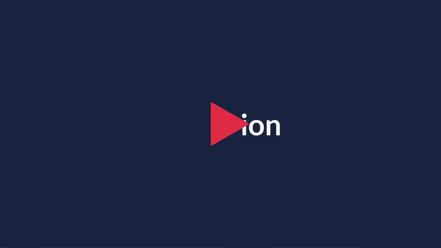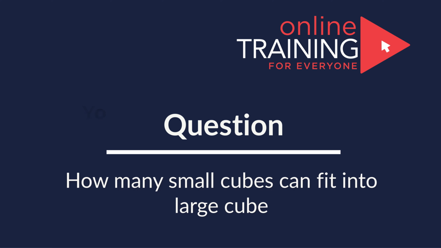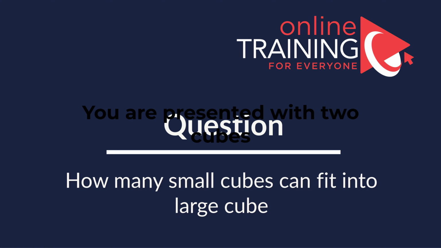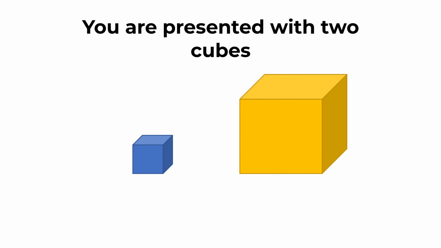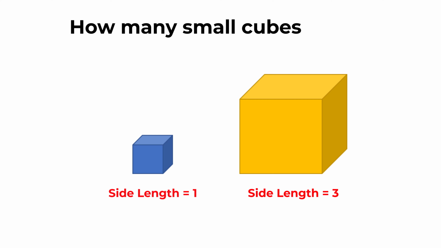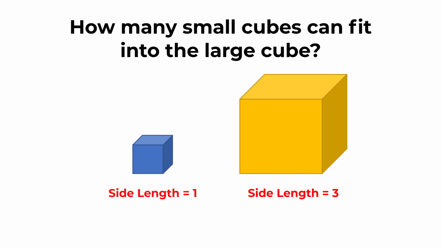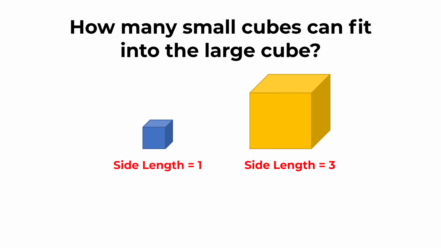Here's a cool question which you frequently see on the test. You're presented with 2 cubes. One cube has a side length equal to 1 unit, and the second cube is a larger cube and it has a side length equal to 3 units. So the question is, how many small cubes can fit into the large cube? And you have 4 different choices. Choice A, 9, choice B, 18, choice C, 27, and choice D, 81.